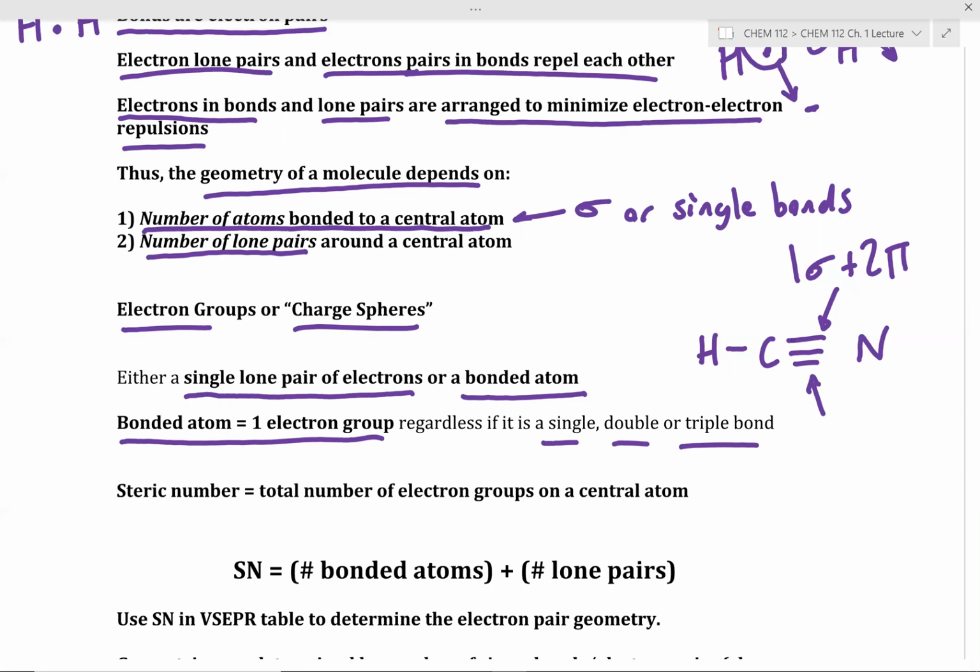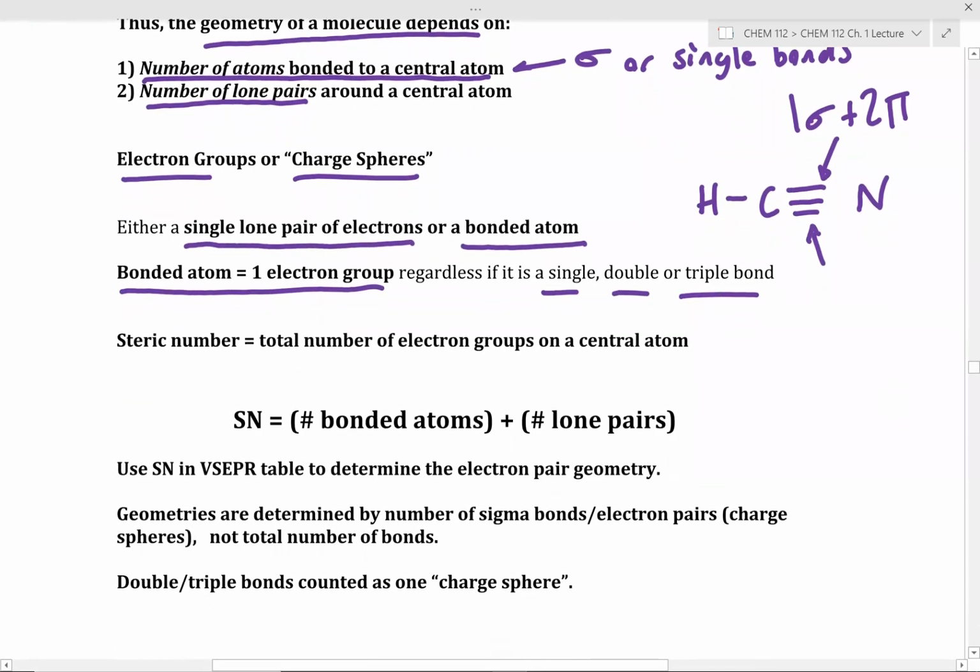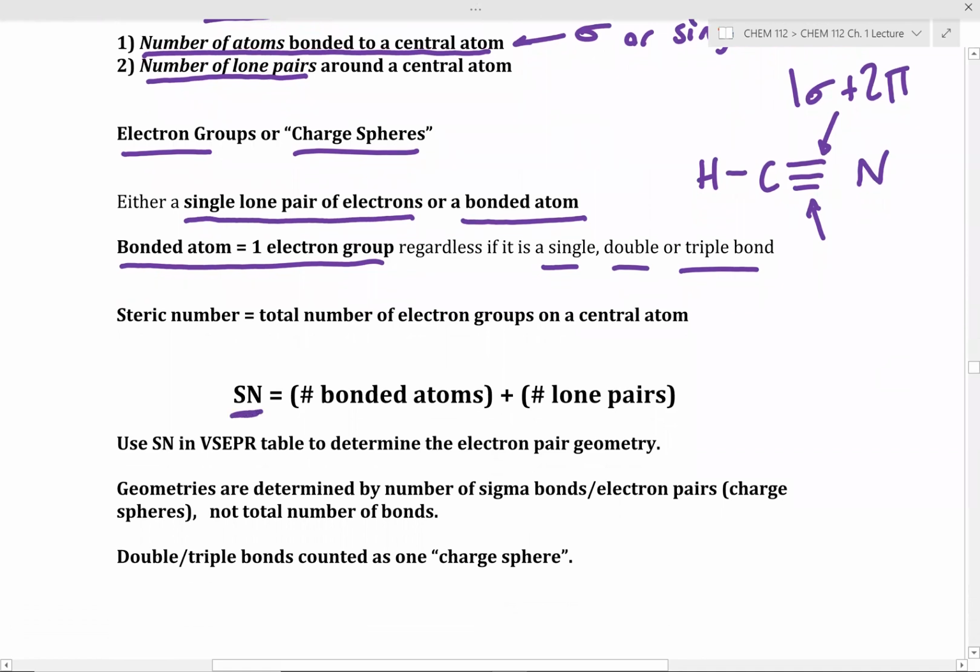So we can coin the total number of electron groups or charged spheres via the steric number, which is abbreviated as Sn. It's the total number of bonded atoms plus the total number of lone pairs around a single atom. A steric number is calculated for each atom.